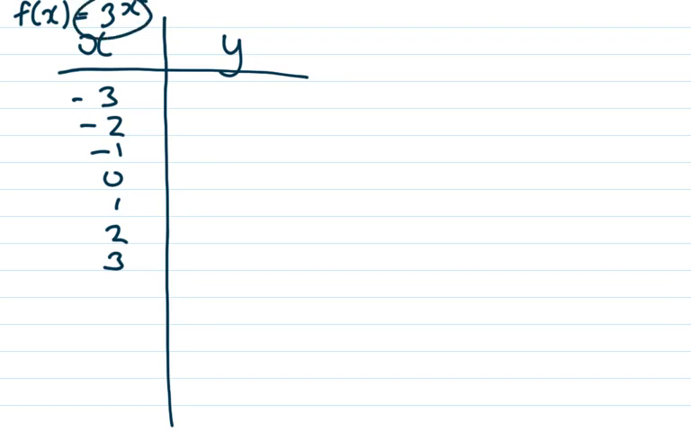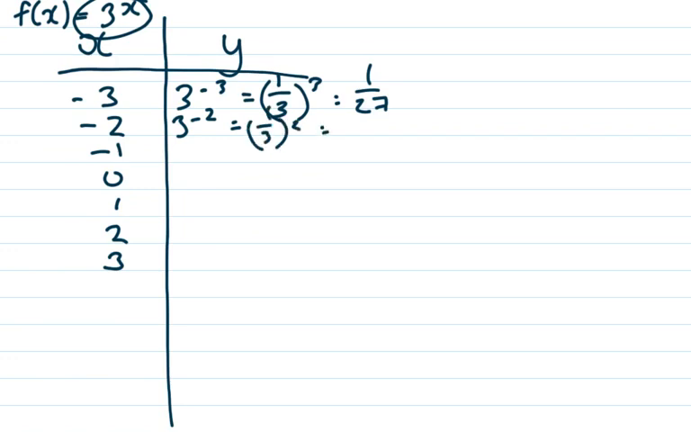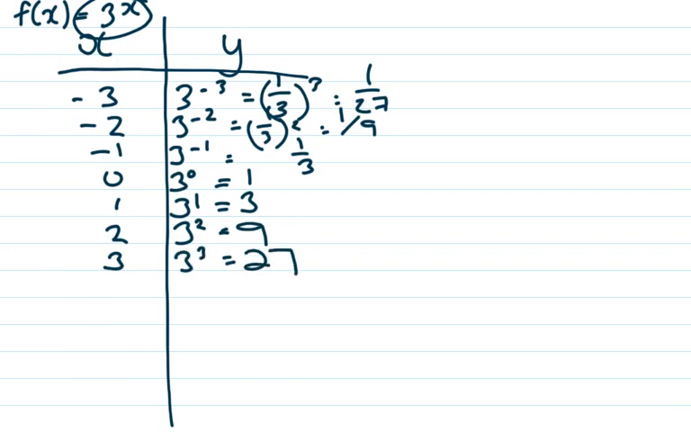So I have 3 to the power of negative 3 equals 1 over 3 cubed equals 1 over 27. 3 to the power of negative 2 equals 1 over 3 squared, which is 1/9. 3 to the power of negative 1 equals 1/3. 3 to the power of 0, anything to the power of 0 equals 1. 3 to the power of 1 equals 3. 3 squared equals 9. And 3 cubed equals 27. So these are my points.